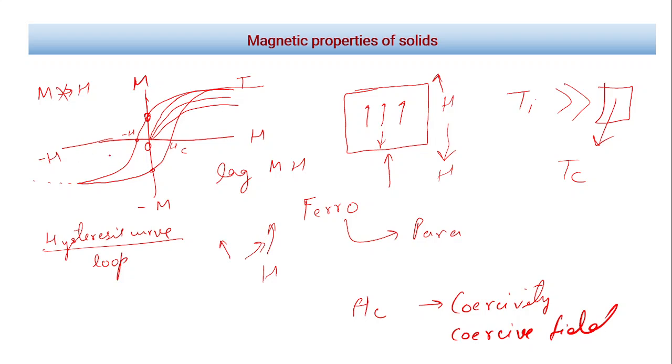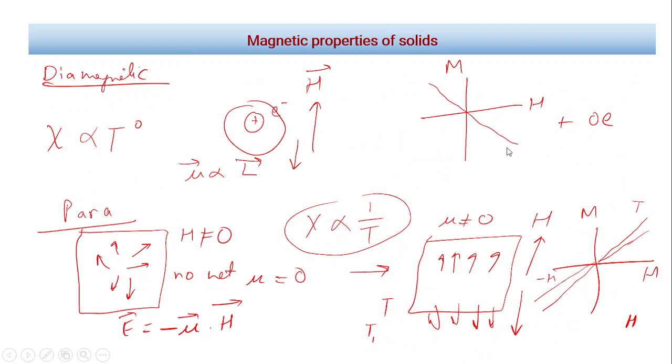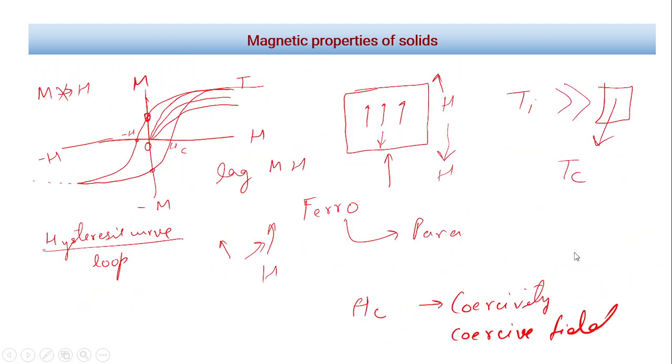So this is how, for a ferromagnetic material, we get this kind of hysteresis graph, which is very different from what we get for diamagnetic and paramagnetic material. And here also, depending on temperature, at some point it will not remain ferromagnetic, so it will give a graph like this, which is like a paramagnet.